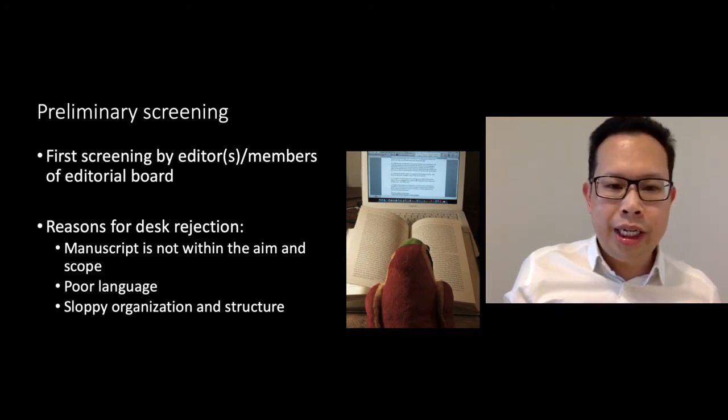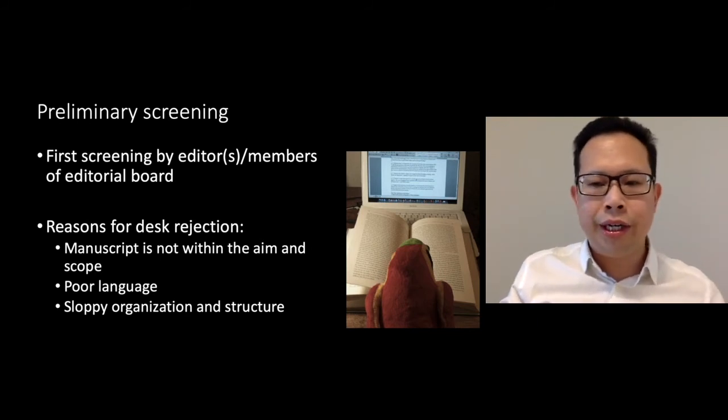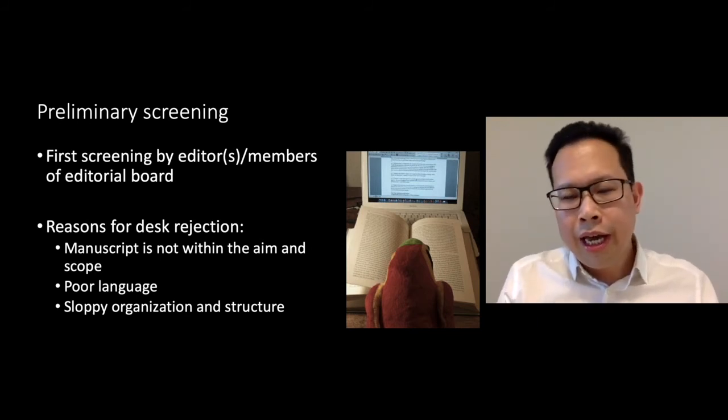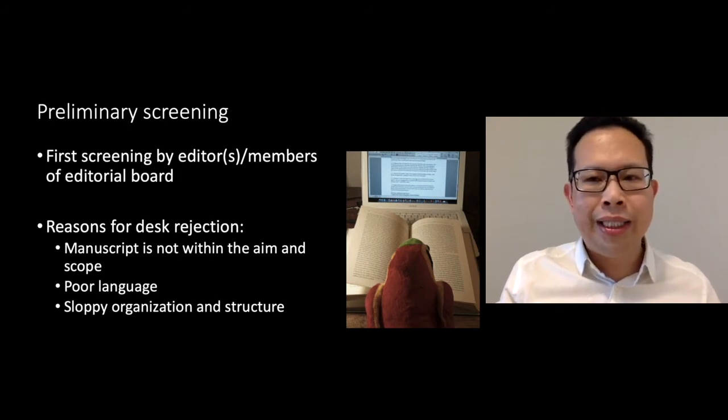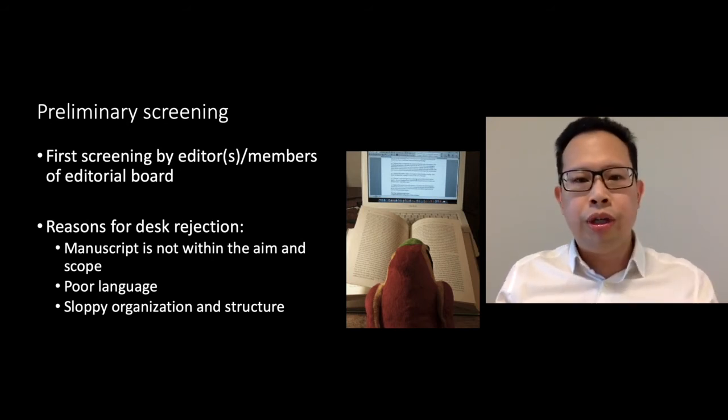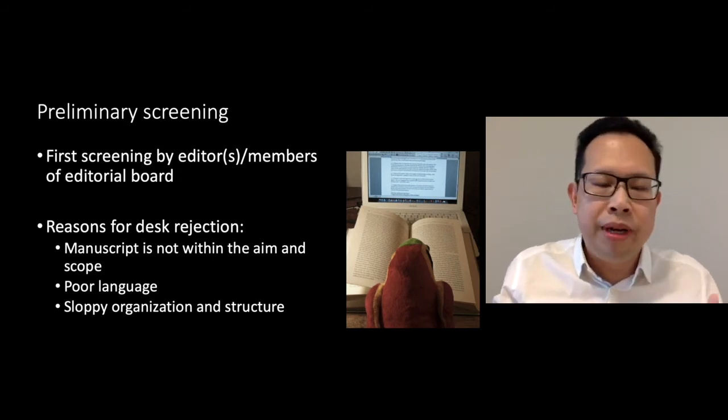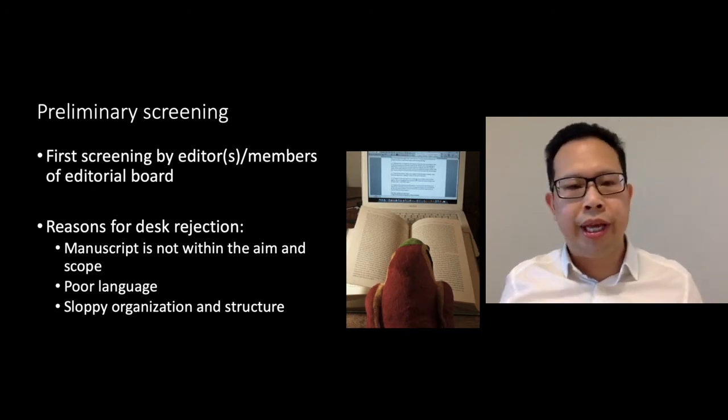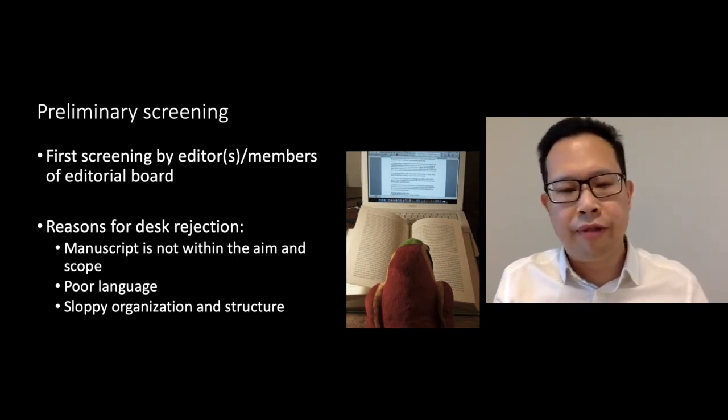And finally, sloppy organization and structure. As I mentioned earlier, if you submit an unrevised dissertation chapter to a journal, chances are it's probably not going to pass the first screening by editors and members of the editorial board.